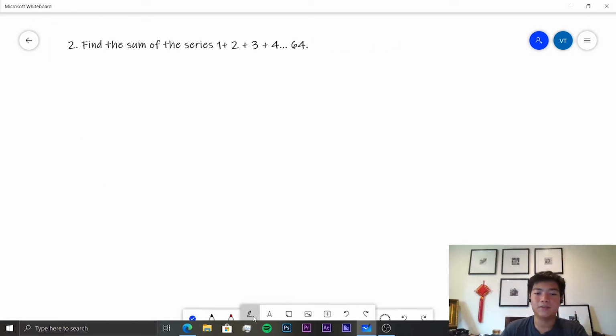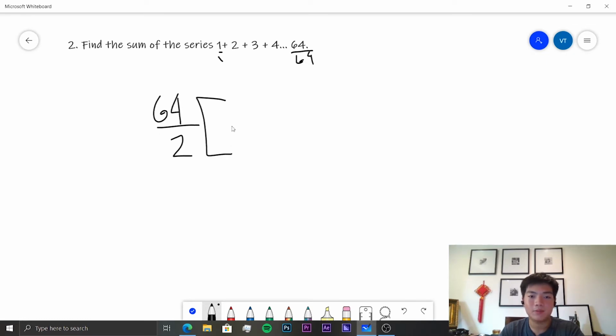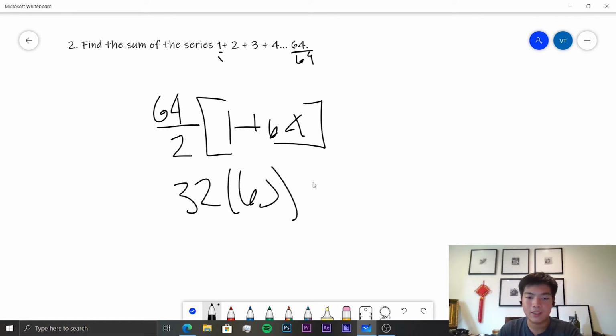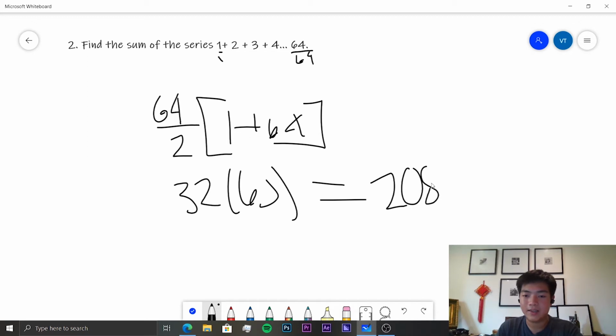And so this is the sum of an arithmetic series. If you don't remember, the first term will be 1, the last term will be 64, so there are 64 terms in total. So the answer will be 64 divided by 2 times the first term plus the last term, 1 plus 64. In other words, 64 times 65 divided by 2, which is 32 times 65, which is equal to 2080.